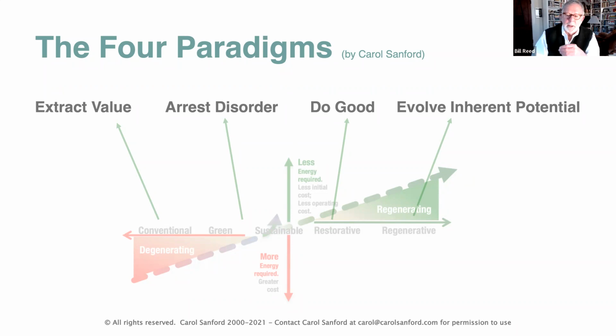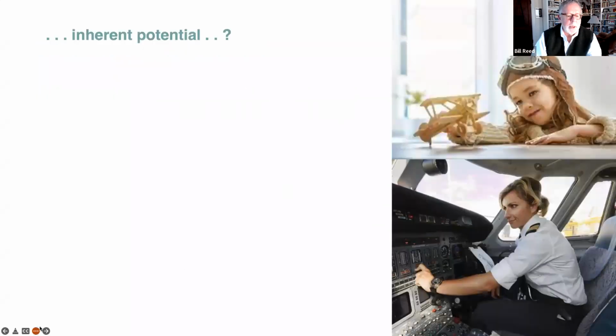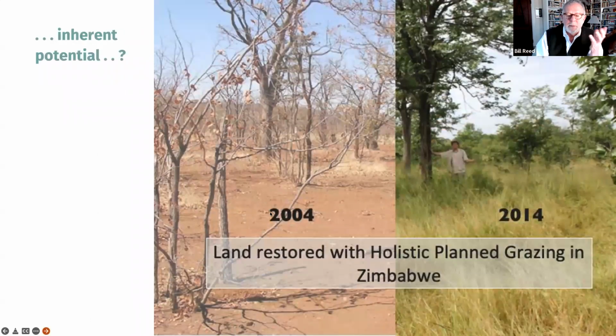And that moves into that last paradigm, evolving inherent potential. Let me just define that, because this is pretty important. Whether with people or life sheds, every living entity asks that we approach it individually to reveal and support its unique potential. So a quick example of that is this little girl likely wants to be an airplane pilot. She has that inherent potential in her essence nature, if you will. Or this ecosystem in Zimbabwe that Alan Savory worked with wants to be a savanna.